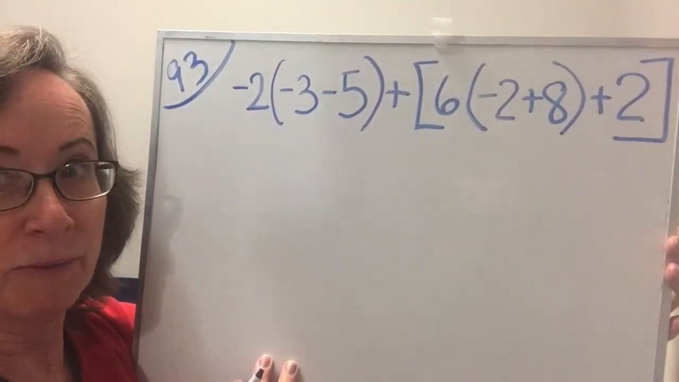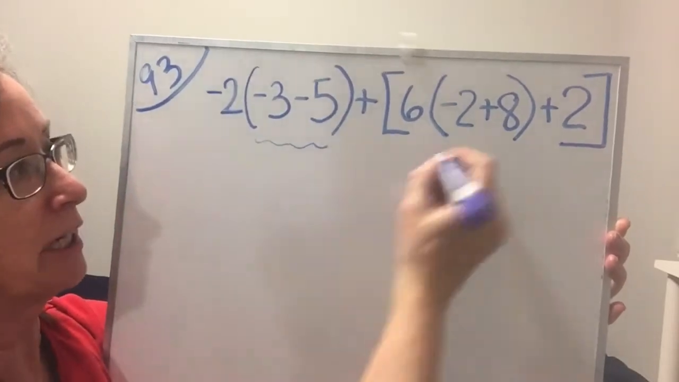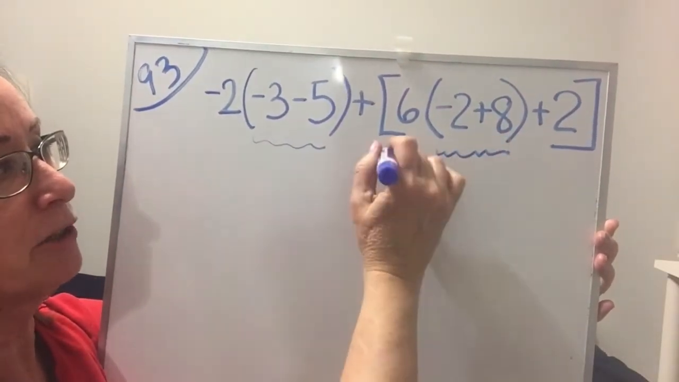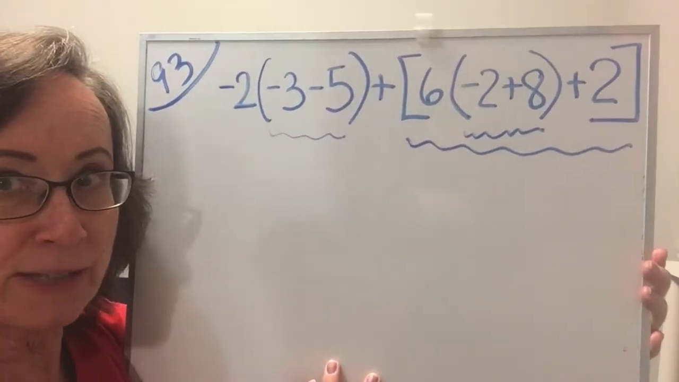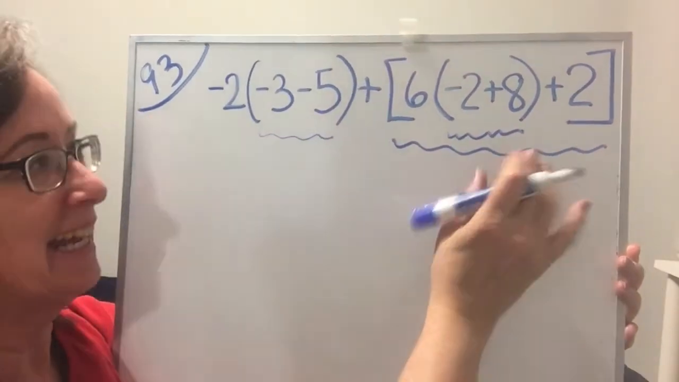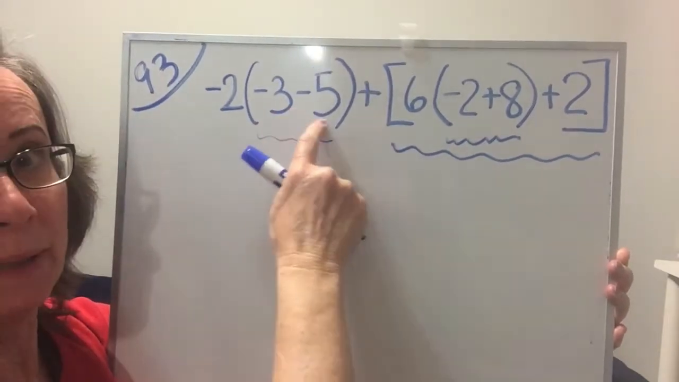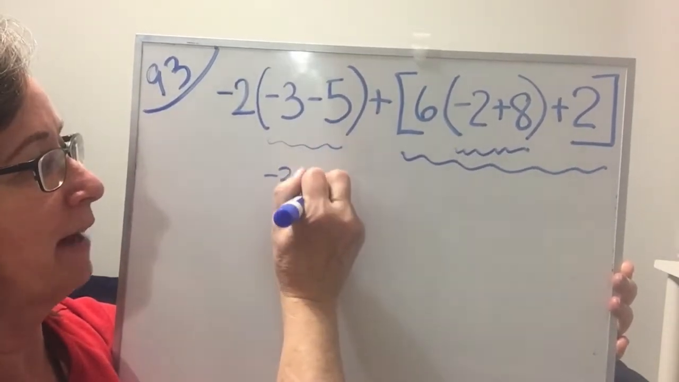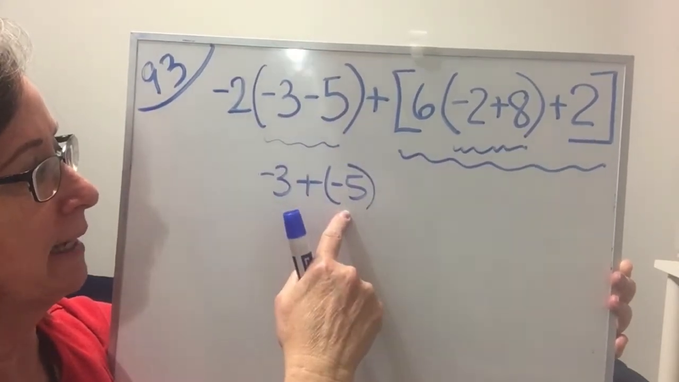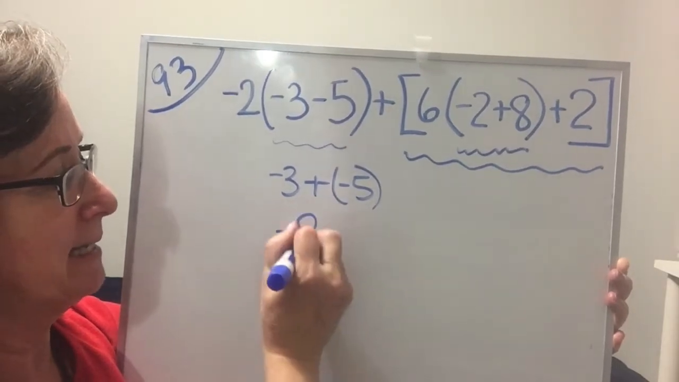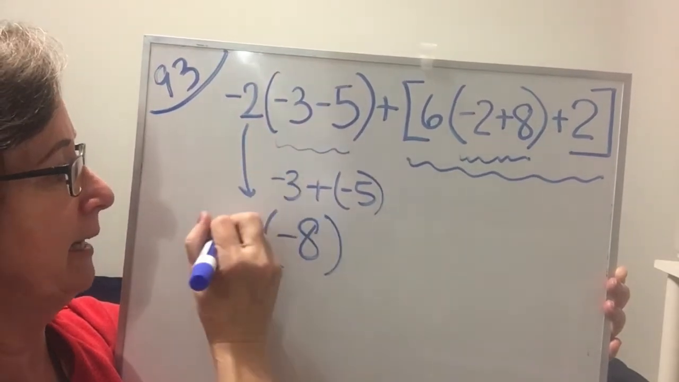So here we go. We're going to look for our symbols of inclusion. That's a symbol of inclusion. And then do you see that we have a symbol of inclusion inside a bigger symbol of inclusion? So remember, we do our symbols of inclusion left to right, but then inside out. Okay, so here we've got a -3 plus a -5. We can change that subtraction to addition of the opposite. We're going to end up with a -8, and we will bring down the rest of that expression right here.